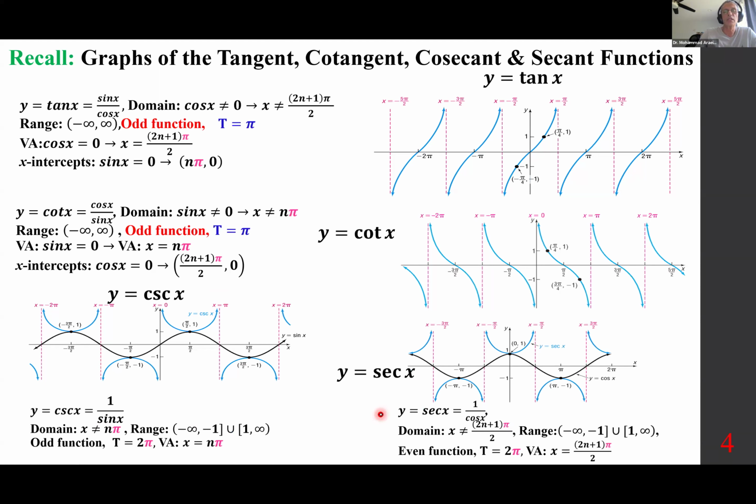And in the case of secant, secant is 1 over cosine. And pay attention to the denominator cosine: where it's 0 would be the vertical asymptote, where x cannot be, which gives rise to the domain. So this is the synopsis of what we've covered in the previous section.